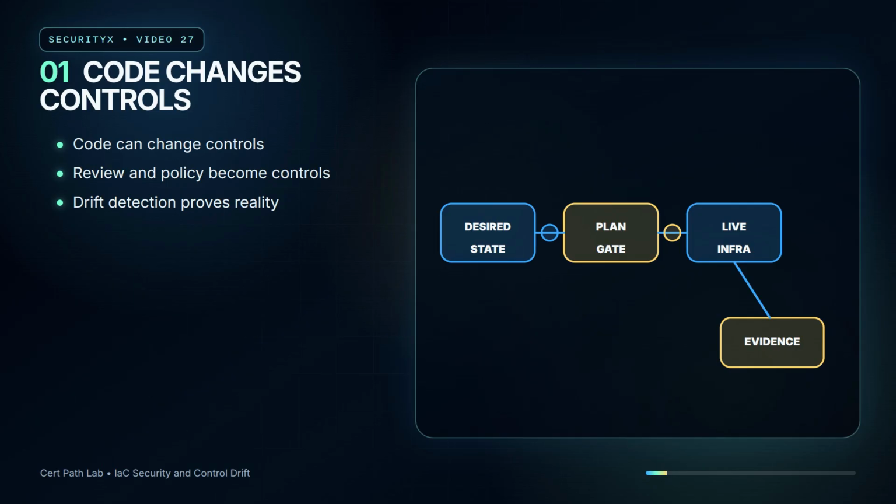Infrastructure as code is not just a faster way to build cloud resources. It is a faster way to change security controls. A route table, identity role, firewall rule, storage setting, or logging configuration can move from safe to risky through a code commit. SecurityX thinking starts with this. If code changes controls, then code review, policy checks, drift detection, and ownership become security controls too.